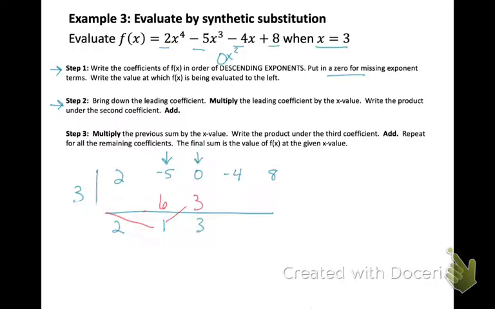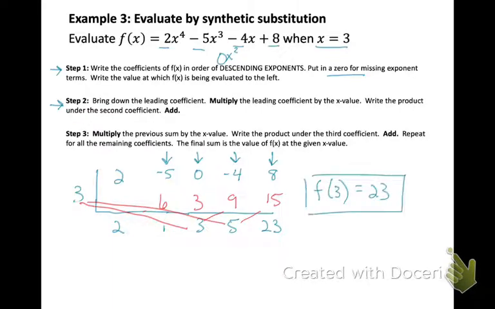0 plus 3 is 3. And then we do that process again, multiplying 3 times 3, which is 9. And then we'll add vertically and get negative 5, and then multiply diagonally. 3 times negative 5 is negative 15, and add vertically. So if we look at step 3, it says the final sum is the value of f of x at the given x. So our final sum is 23. So we can write that f of 3 equals 23. And that's how synthetic substitution works.